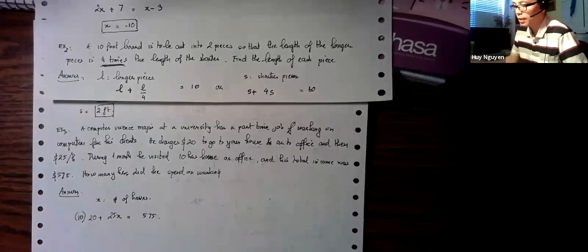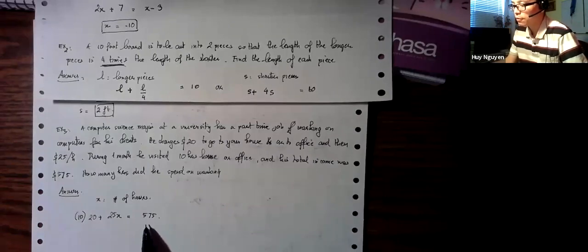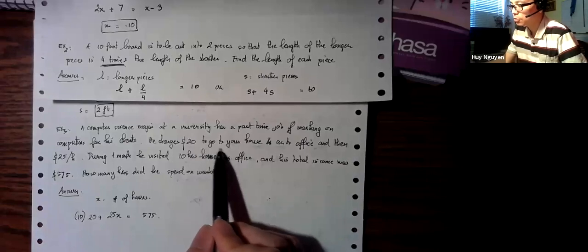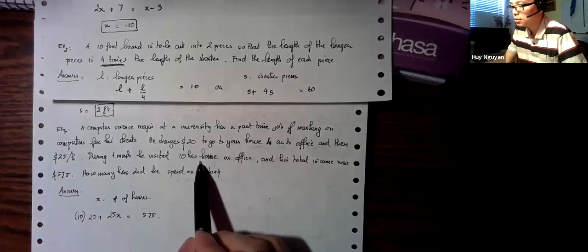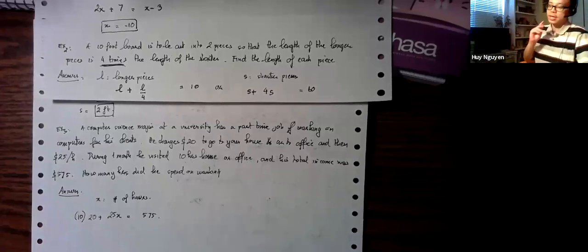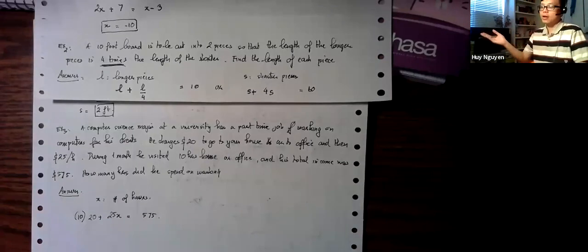Good. Then the total will be 575. $25 per hour and $20 to go to your house. But the 10 hours, home or office. So it is a little bit different. Maybe I understand. I understood it wrong a little bit also. I thought that they charge upfront $20 and then $25 per hour. But it's not like that.